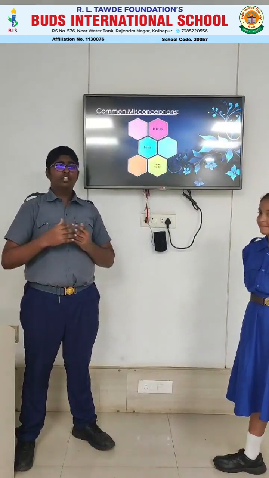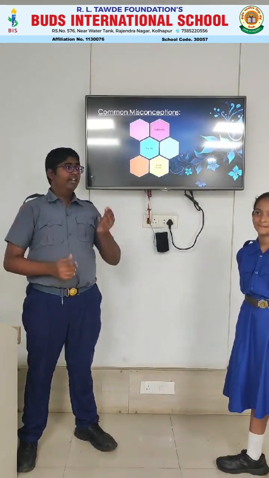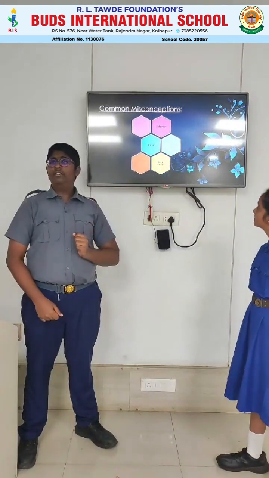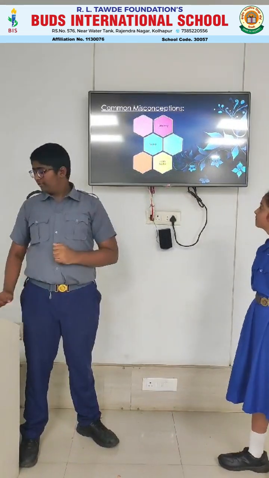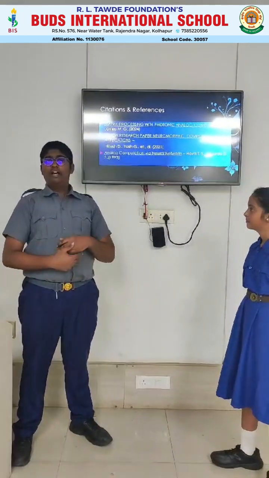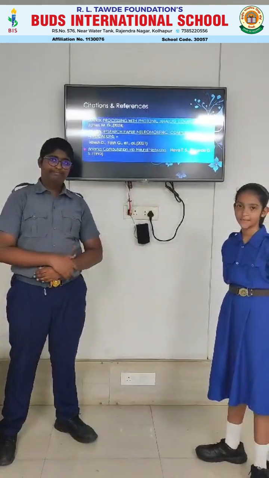The third is form factor. They think analog computers are huge, but in fact, a 2 by 3 centimeter chip can hold almost up to 8 million weights for an AI processing unit. At last, I would like to ask my friend to continue the rest.